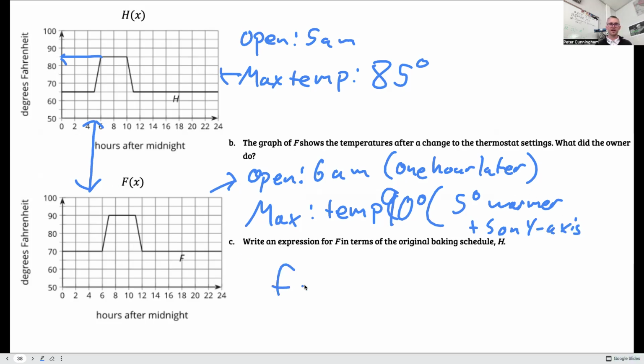So to accomplish f of x, we need to take our original equation. We've got h. I'm leaving gaps here. If I need to add 5 on the y-axis, where is that 5 going to be added? Inside or outside? If I need to move up, outside. So plus 5 should go out here. And if I need to go 1 hour later, if I need to move to the right, inside, and is it going to subtract or add? Subtract.